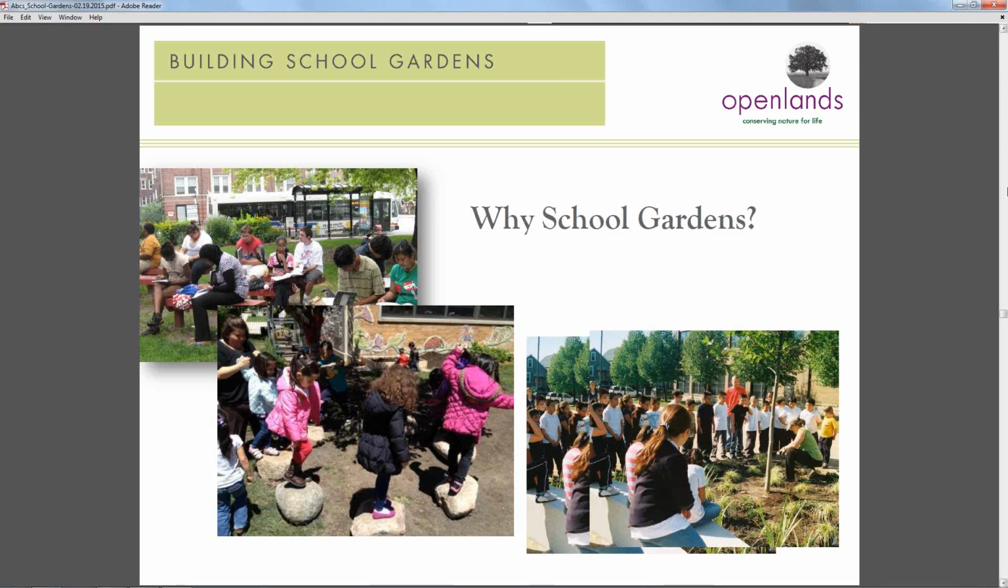So why school gardens? I know that Rosa as well as Principal Heitkamp had shared quite a few benefits pertaining to school gardens. And I just wanted to touch base on a few of the other benefits. So school gardens are a great way to provide access to nature, not just to the children at the school, but the community as a whole. And this can be accessed on a daily basis.